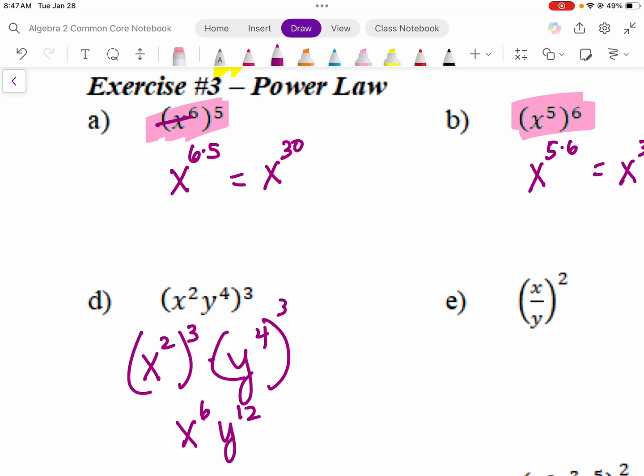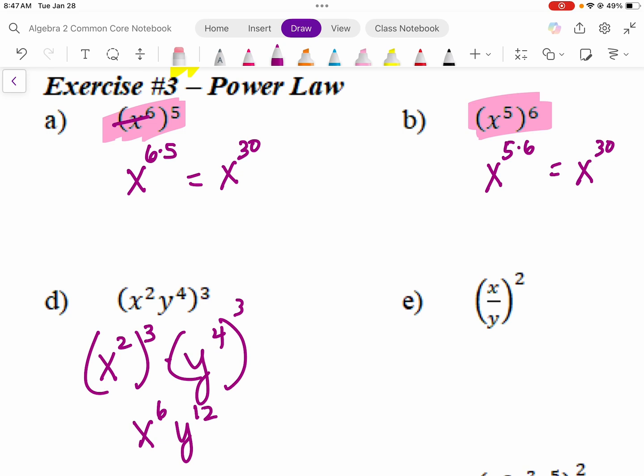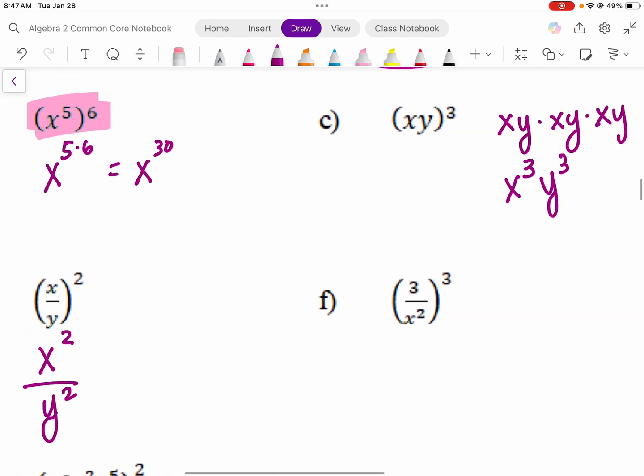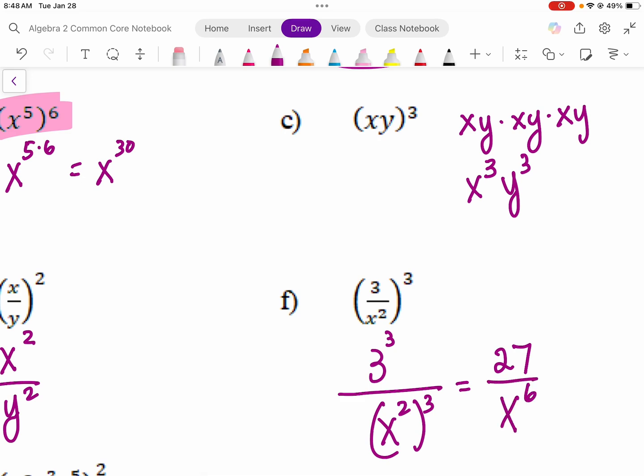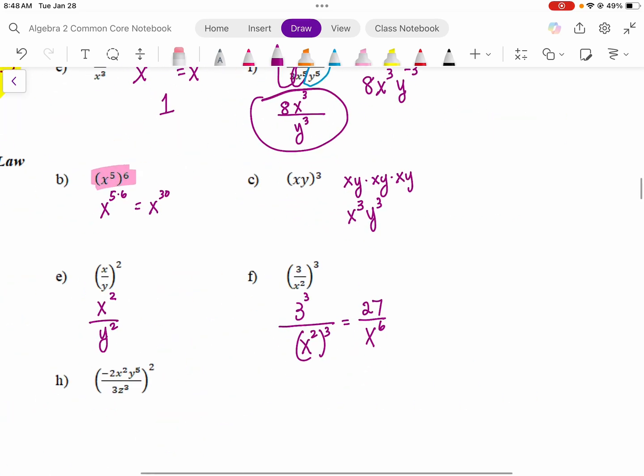The same way with this one, you got to share that 2 with both of them. So it's going to be x squared over y squared. And this one, you have to make sure you share it with both. So 3 to the 3rd over x squared to the 3rd. 3 to the 3rd is 27. X squared to the 3rd. Multiply the exponents, x to the 6th.